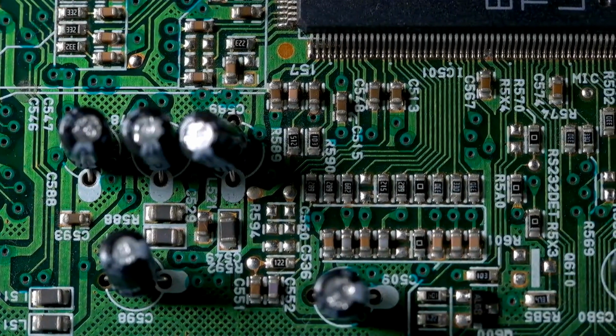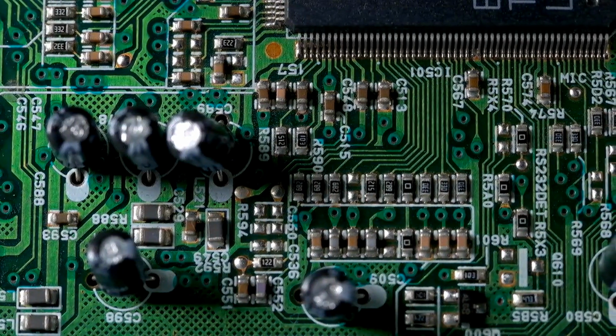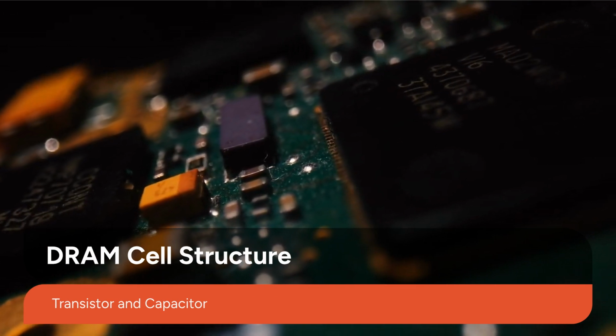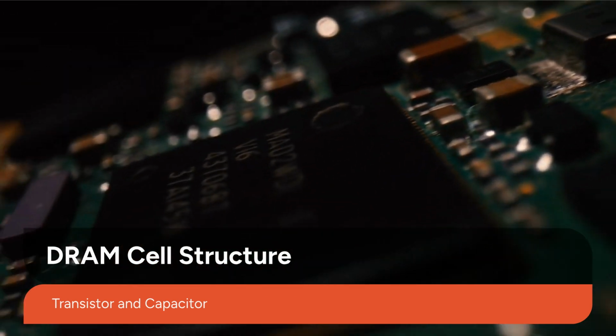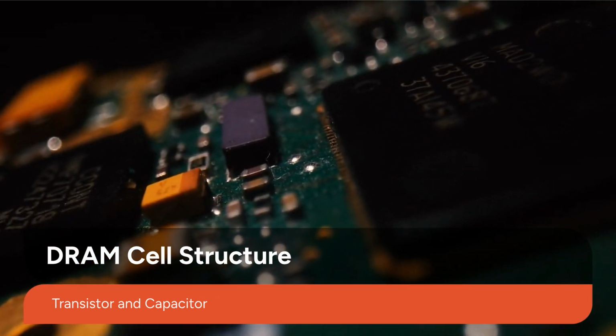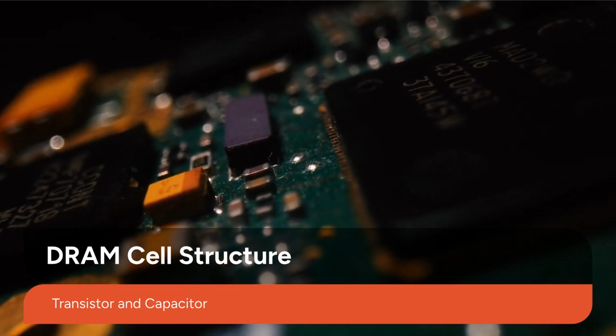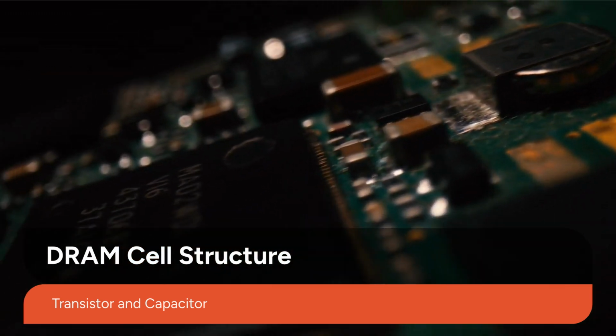Now, let's look closer at how DRAM stores data at a microscopic level. Each cell in DRAM consists of a transistor and a capacitor. The capacitor holds the electrical charge, representing a single bit of data, either a 1 or a 0. The transistor acts as a switch, controlling whether the memory chip can read the capacitor's charge.